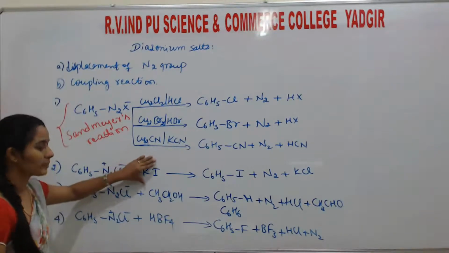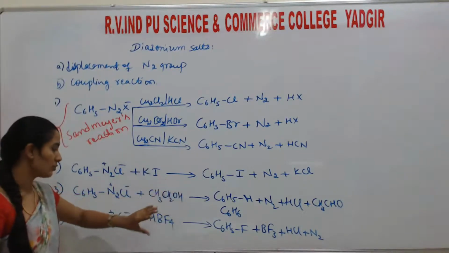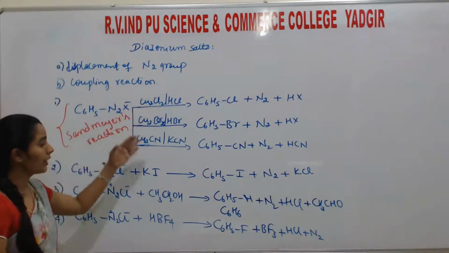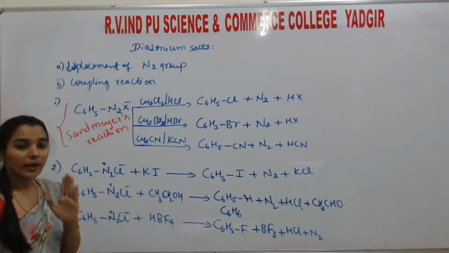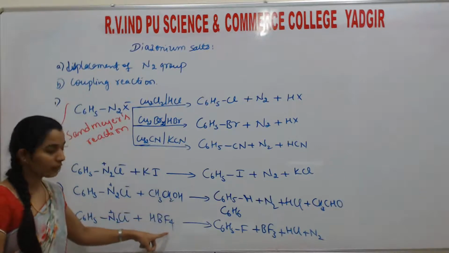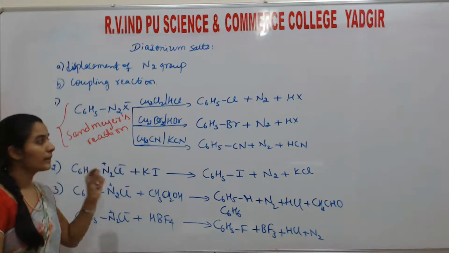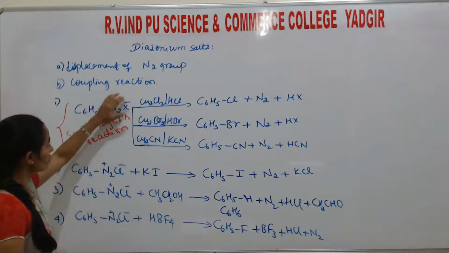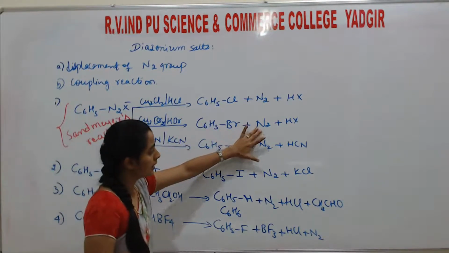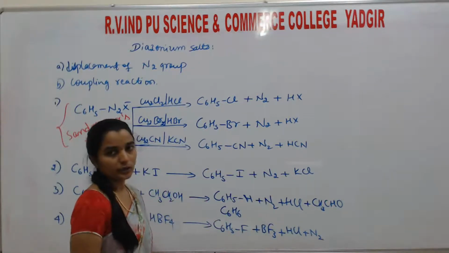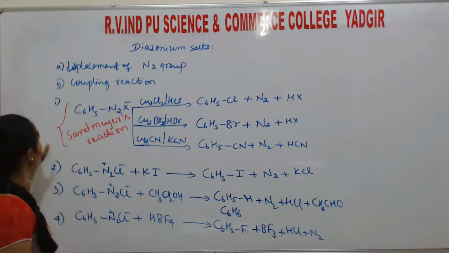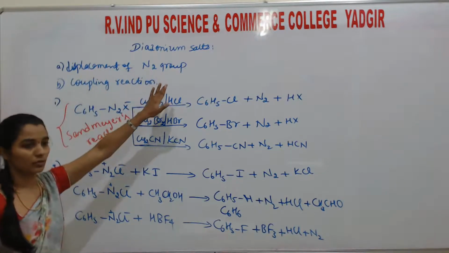So this is displacement by iodine, this is displacement by hydrogen, this is displacement by fluoride, fluoride, bromide and cyanide. So by adding any other nucleophile, especially, all are nucleophiles here. Understand? By the addition of any nucleophile, we will easily displace this N2. This is one type of reaction. What is the reaction? Displacement of the nitrogen group.